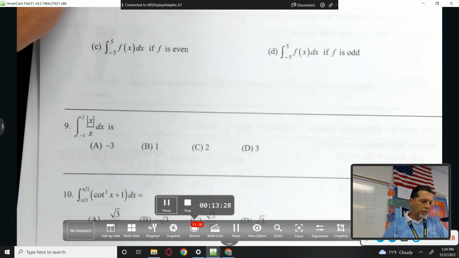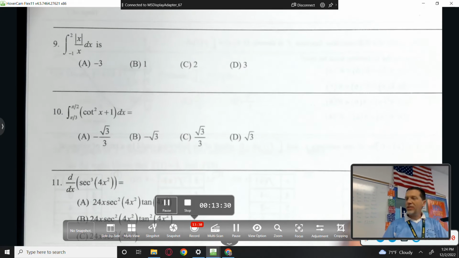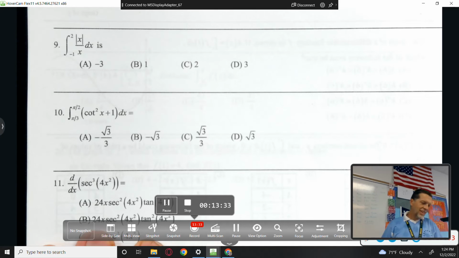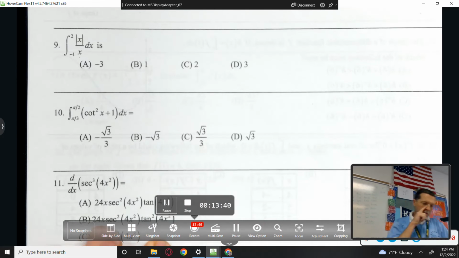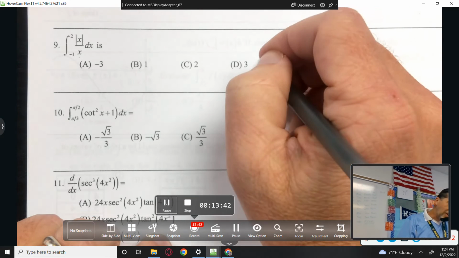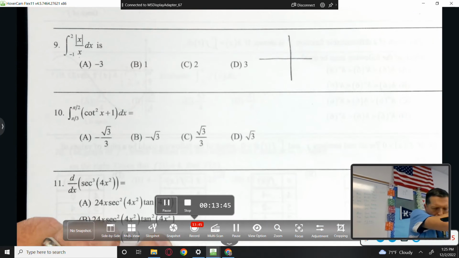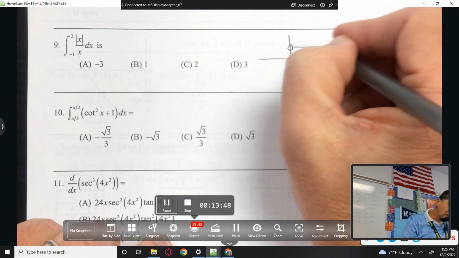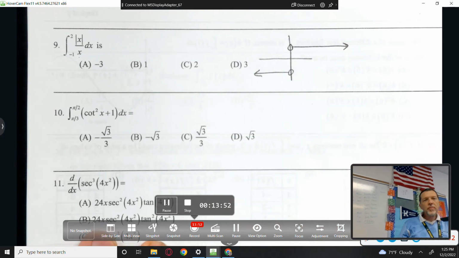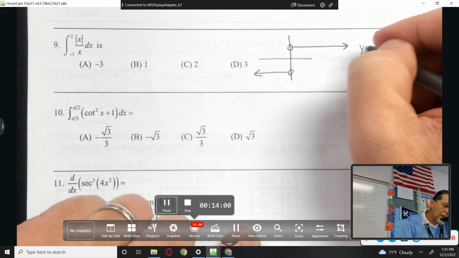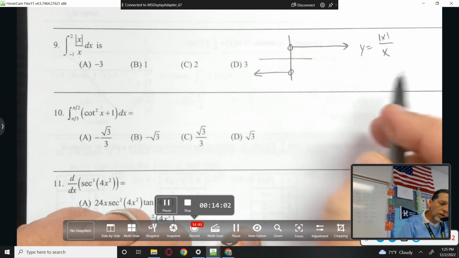Ooh, number 9. Do you remember what that picture looks like? No. Well, absolute value is a V, that's true, but absolute value of x over x, I haven't seen that function in a while. That's like the one-step function. It looks like this. They really like to ask questions about that. So you've got to remember what this function looks like.